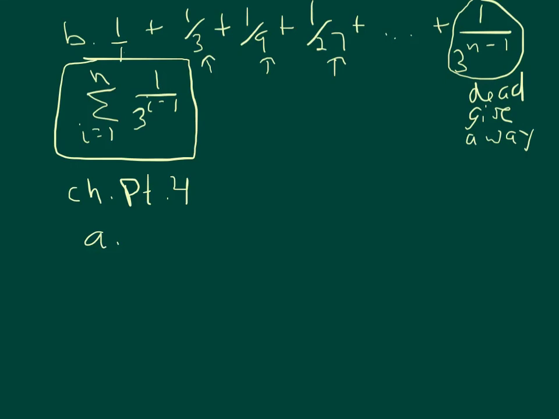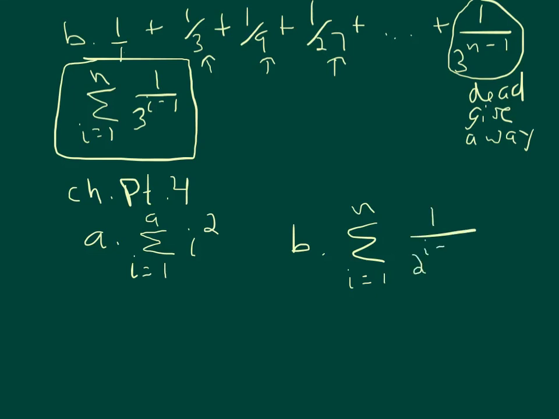Alright, so the answer for A is the sum of I equals 1 to 9 for I squared. And for B is the sum I equals 1 to n, and this is the one we have the nth term for. It should be 2 to the I minus 1.